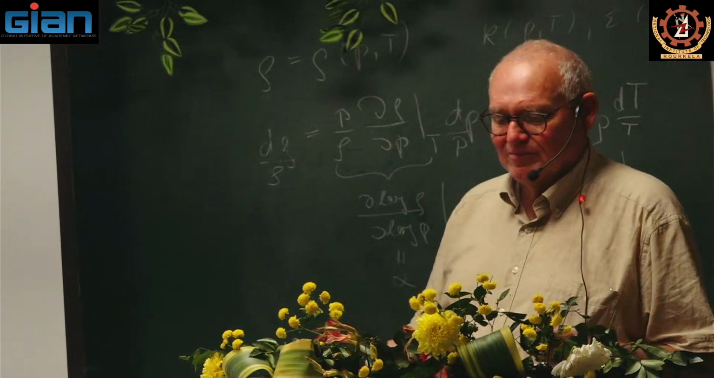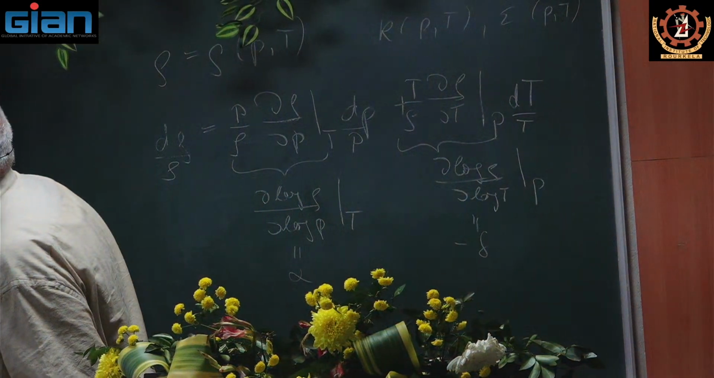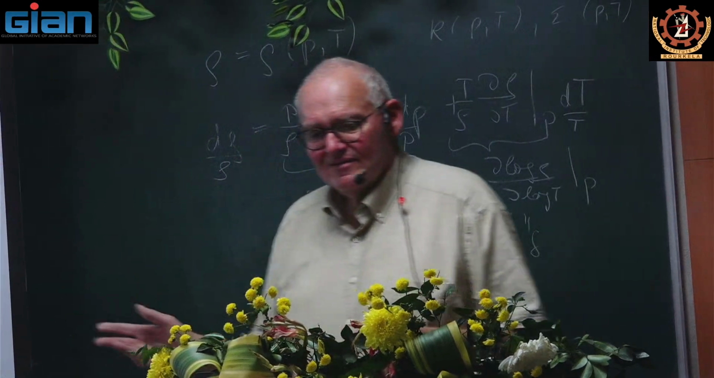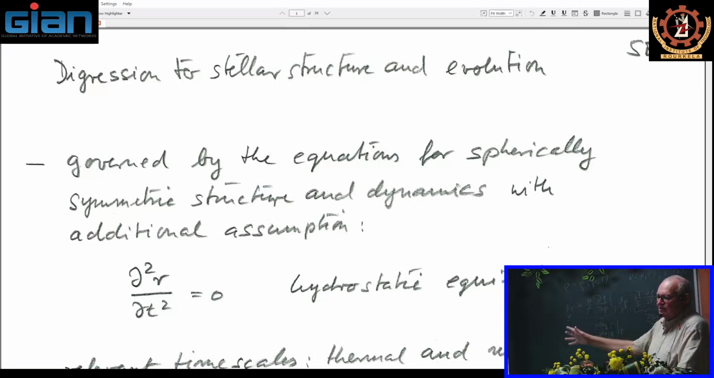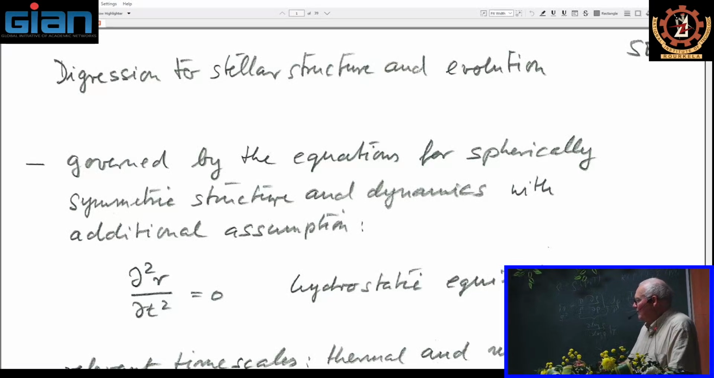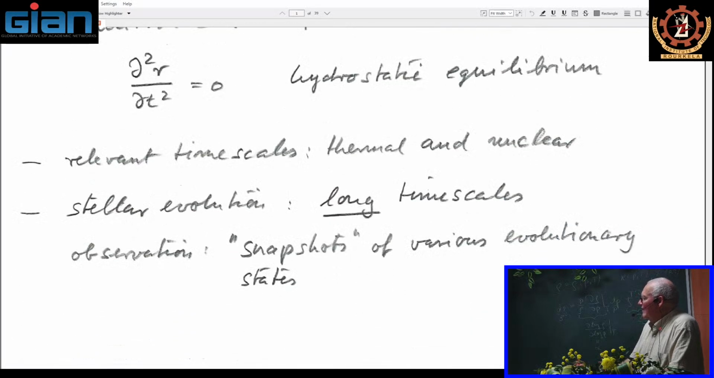Okay, now let us start with a small digression on stellar evolution. Stellar evolution, as we already learned, is governed by the equations of spherically symmetric structure and dynamics, with the additional assumption that we have hydrostatic equilibrium. That means the acceleration term is zero. The pressure gradient is balanced by gravity. This is the mechanical equilibrium. The relevant time scales are thermal and nuclear.